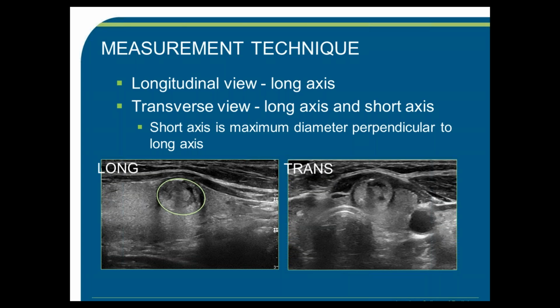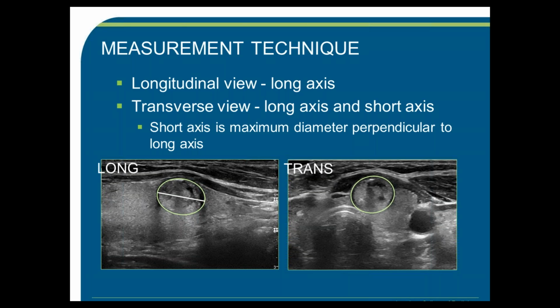So in this case, we have an ovoid nodule that is slightly off axis with respect to the long axis of the thyroid. You want to measure in the long axis of the nodule itself. So in this case, this measurement would be like this. On the transverse view, we measure both the long axis and the short axis. So 2 measurements are obtained on the transverse view.